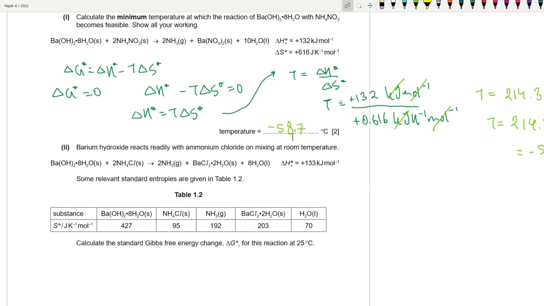So let's look at the next one. We have another reaction where barium hydroxide reacts readily with ammonium chloride on mixing at room temperature. Okay, so we have some info. Calculate the standard Gibbs free energy. Okay, great.